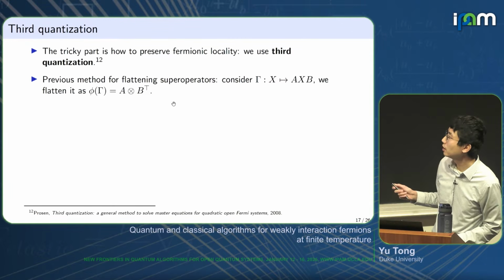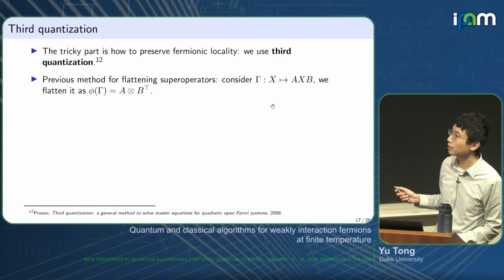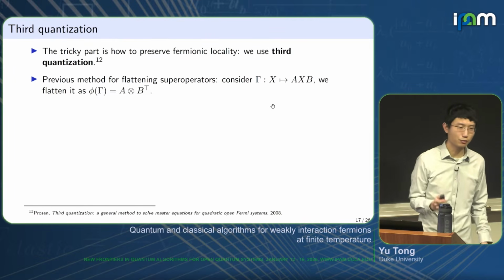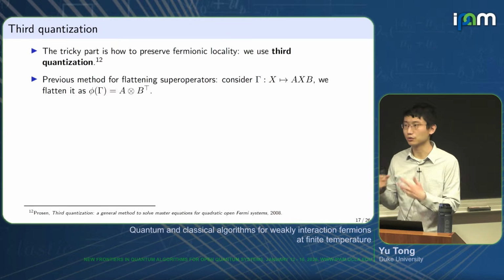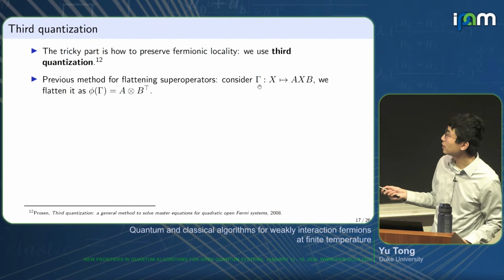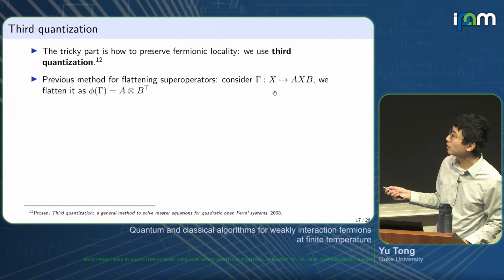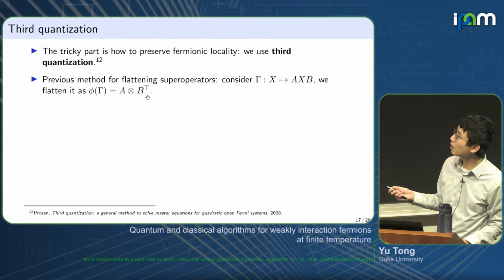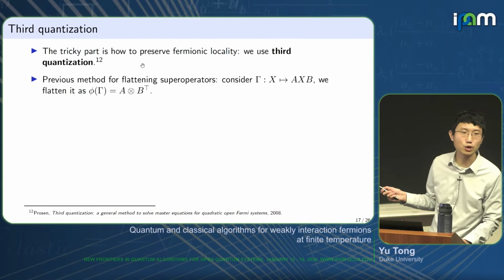So what do I mean here? For the spin case, when you construct a parent Hamiltonian, you need to flatten a superoperator into an operator, enlarging the Hilbert space. The way you do it is, say you have a superoperator lambda that maps x to AxB. Then you flatten it, and it gives you an operator that is A tensor B transpose.